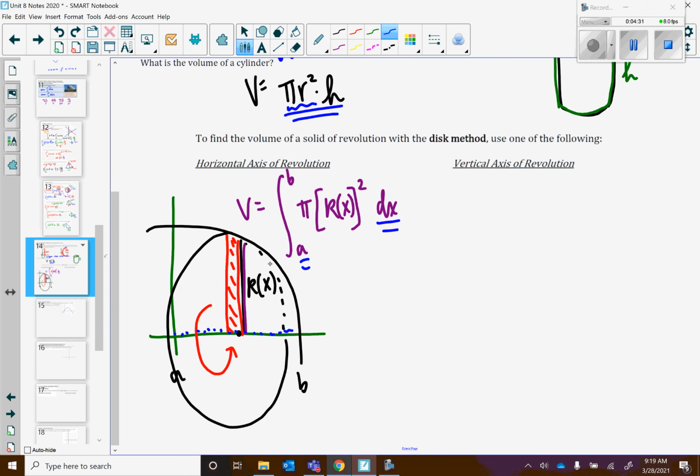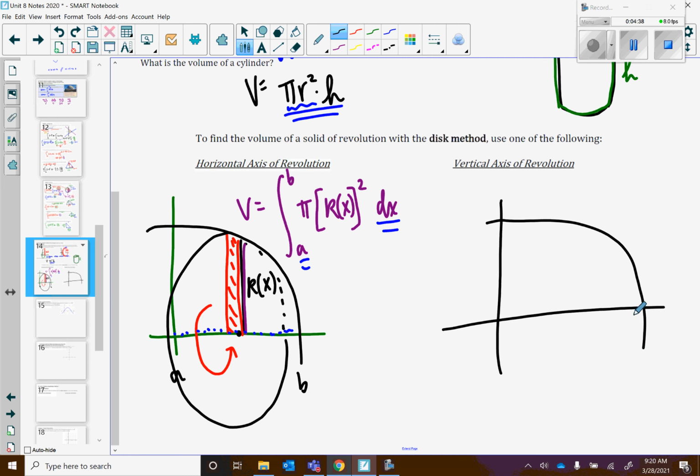What if we have a vertical axis of rotation? So what if our function, we can even do the same function. Oh gosh, let me draw that a little nicer.